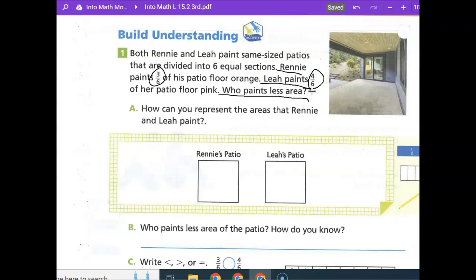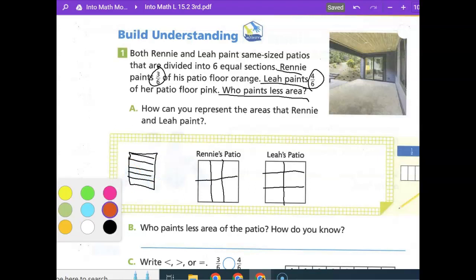How can we represent this? Well, we have to divide our patios into 6 parts. So I divide it in thirds and then divide across that and I have 6 parts. Or you can divide it in thirds this way and go across that. Or you could take your squares and divide them into 6 parts. I think that's a little harder to do. Then we're going to go back and we're going to shade. Rennie did 3/6 of his orange, and Leah did 4/6 of hers pink.